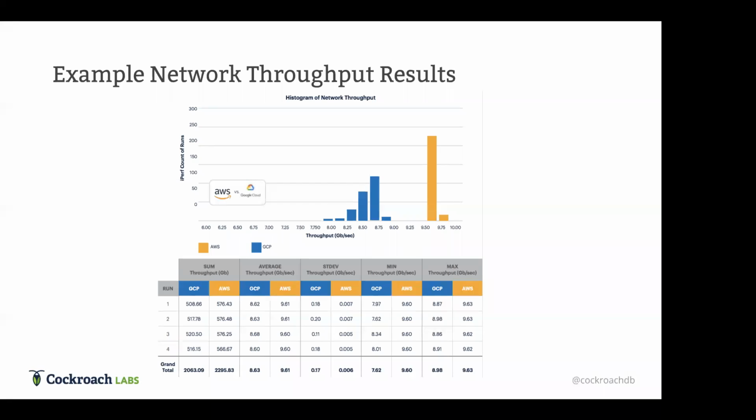And unlike for CPU performance, for network throughput, it's interesting to look not just at averages, but also at the full histogram, which netperf gives us. Here we can see that not only does AWS have a higher average network throughput, but they also have a much smaller spread. These are both desirable properties.